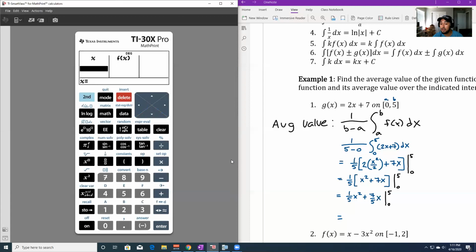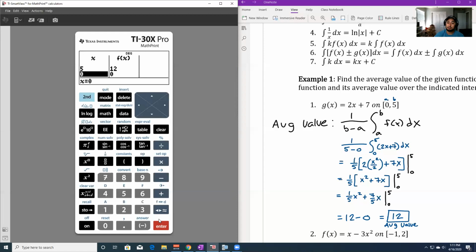And now I'll delete the values that are here. And we only want to type in 2 values. 5, which gives me 12. And I'll write that there. 12 minus, if I type in 0, we get 0. So this means that 12 is the average value.